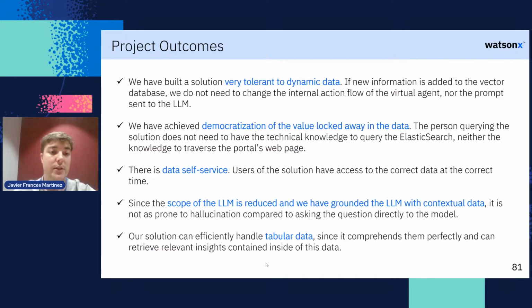And also, since the scope of the LLM is reduced, because we are asking for that document ID, and since we have grounded the LLM with contextual data, thanks to Elasticsearch, the LLM is not as prone to hallucination as if we would have asked the question directly to the model. And finally, what I really like is that our solution can efficiently handle tabular data, that, if you recall, was the motivation of this project.